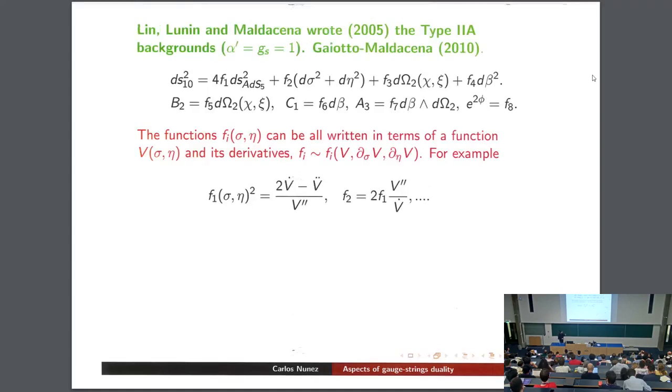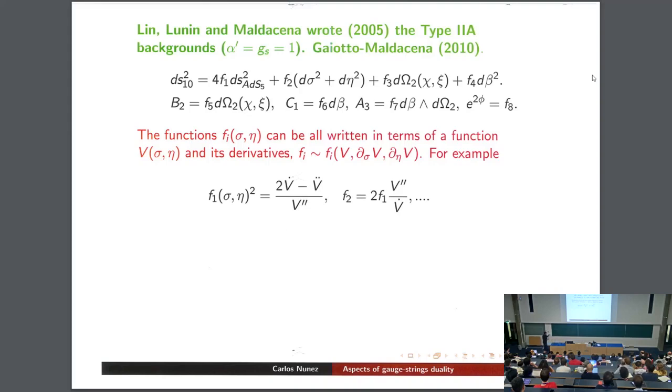Okay, so the holographic dual was discussed in two papers, basically, where they set the problem and then resolve it. The first paper is by Lin, Lunin, and Maldacena of 2005, and the second is by Gaiotto and Maldacena in 2010. They presented things in M-theory. I'm going to tell you what the type IIA version of this is. So the idea is the following.